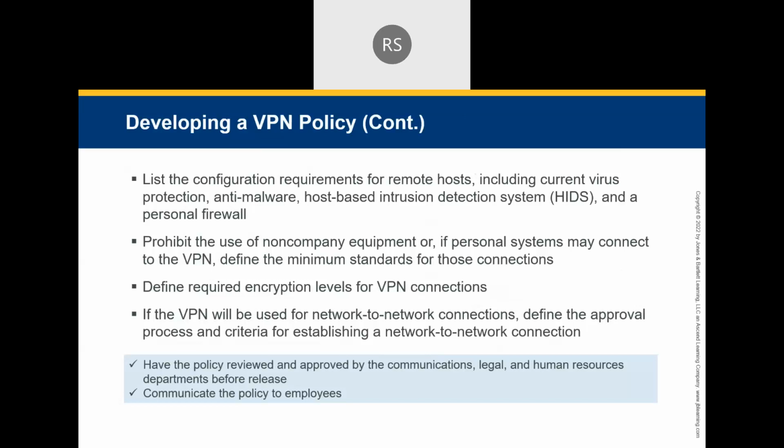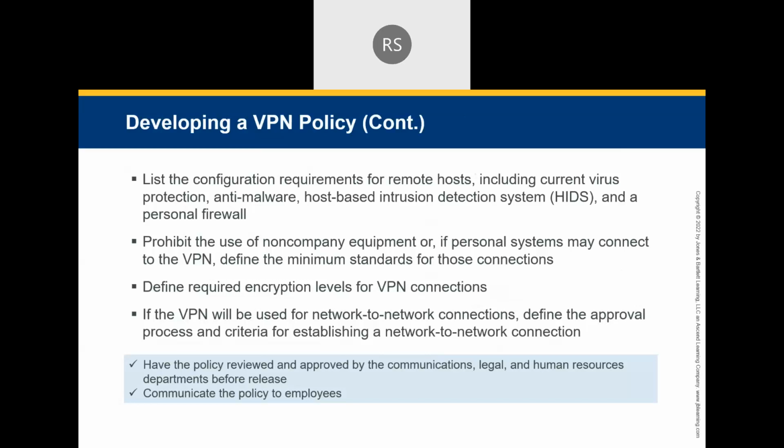Now, you also want to have an approval process for network-to-network connections. So if that VPN will be used for the network-to-network connection, you want to define the approval process and the criteria for establishing such connections. Now, this may include assessing the security posture of the remote network and obtaining appropriate authorization before establishing the connection.